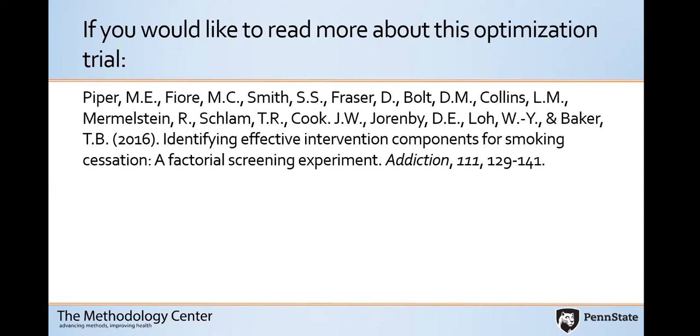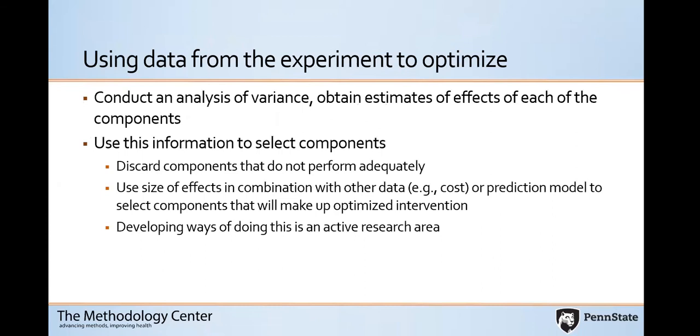So how do you use data from an experiment like this one to optimize? Well, you, of course, conduct the experiment, then you conduct an analysis of variance on the data, and you obtain estimates of the effects of each of the components, the main effects, and whether they interact with any of the other components. You use this information to select components. You discard components that do not perform adequately. Now you, as the investigator, get to select what performing adequately means.